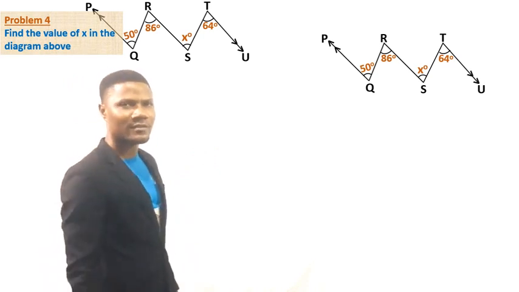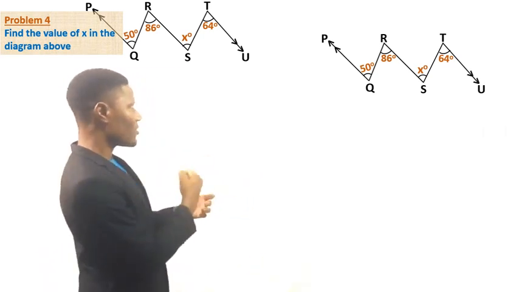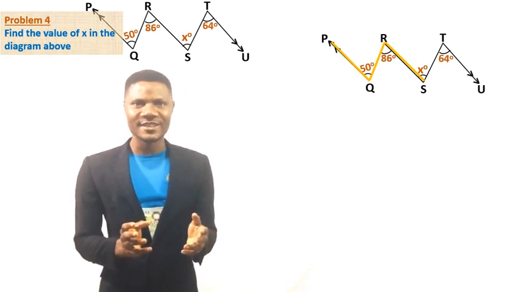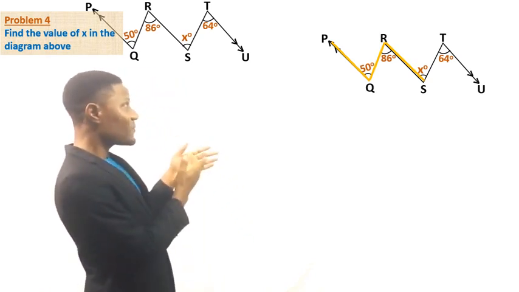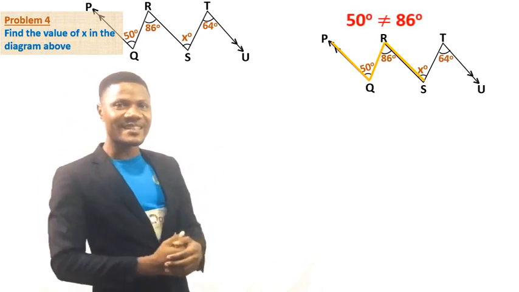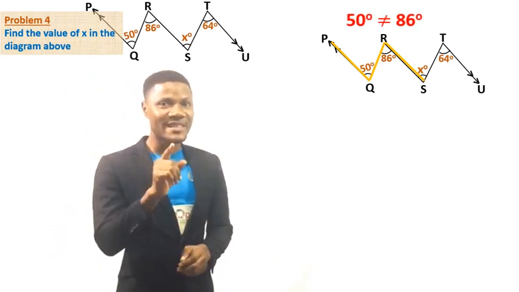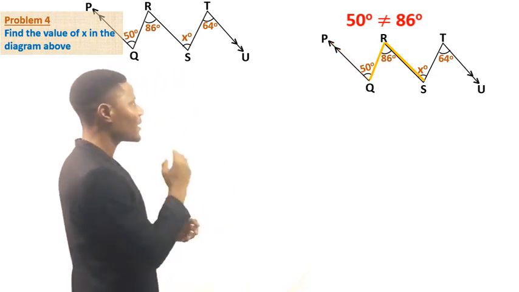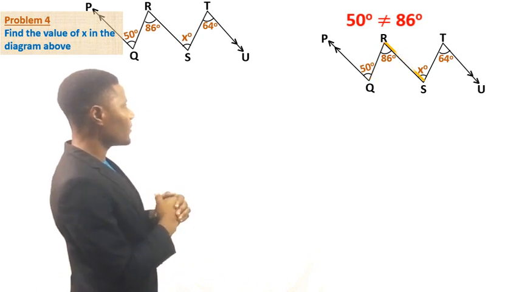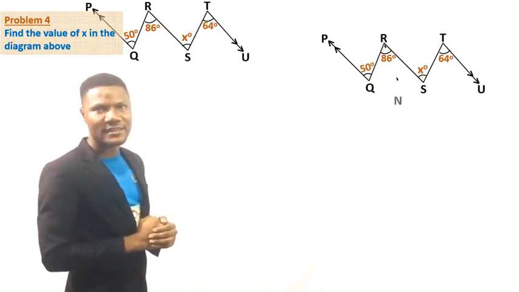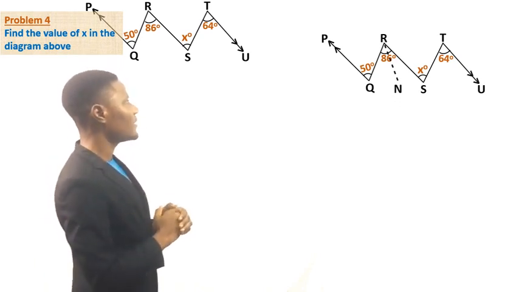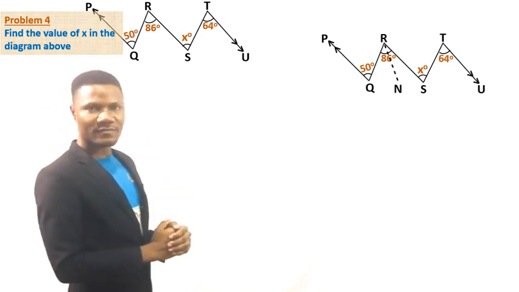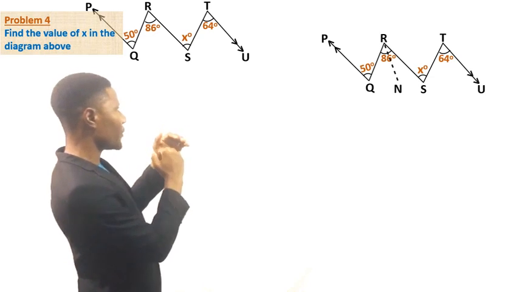Check it. It's like a Z. Let me draw my Z. Let's put the Z there. That's like a Z, so it's like an alternate angle relationship. But looking at it, 50 degree is not the same as 86 degree. So it means that we need to reproduce a line there. So we'll reproduce another line. Let's label one of the ends of the line N. So automatically we are having a relationship between PQ and RN.